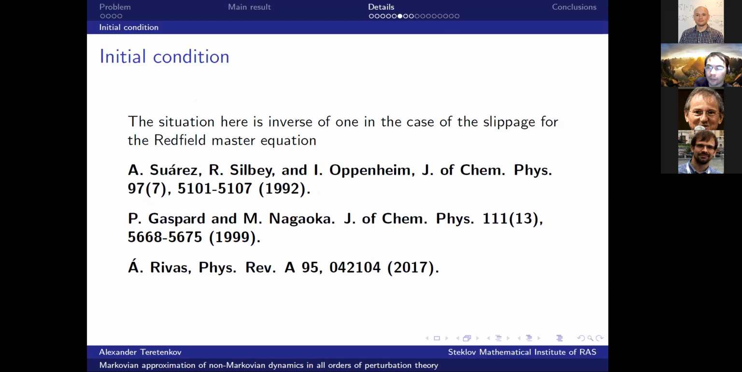And in this situation, it was in a certain sense inverse to the so-called slippage phenomenon for the Redfield master equation. Usually there one could redefine the initial density matrices as well, but usually it is possible. The situation is the following: you have to not go beyond the physical initial conditions, but go inside these initial conditions.